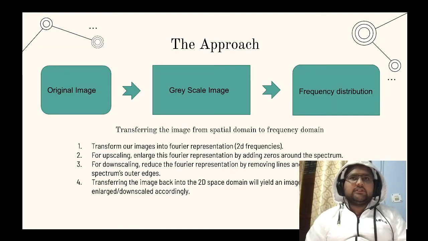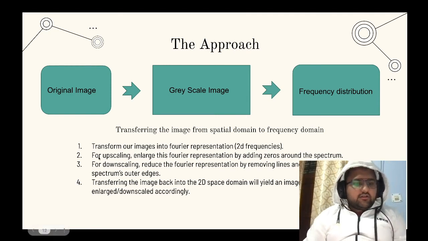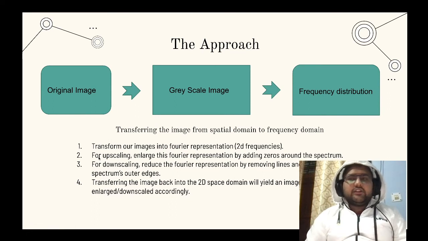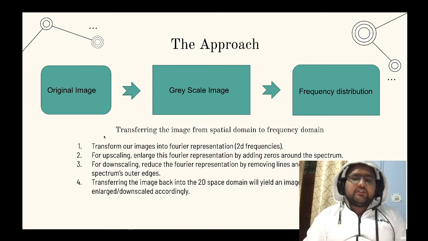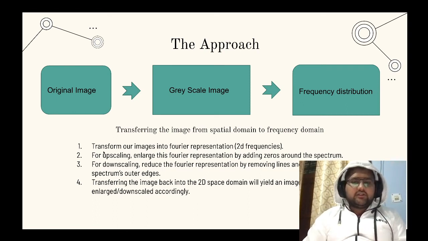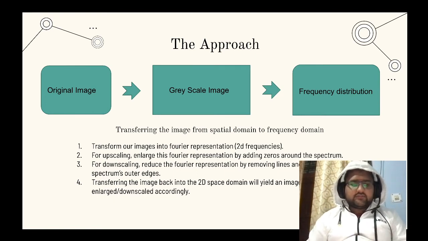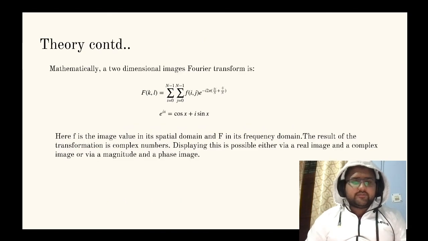What happens really is we take an image, we convert it to grayscale, and then we manipulate the frequency distribution. So I'll read the steps here. Transforming our images into Fourier representation, that is 2D frequency. So from the spatial domain we convert the image to the frequency domain. Then for upscaling and downscaling, we add zeros or remove lines and columns respectively, and then we undo the Fourier transformation and go back to the space domain. And that was how our image was scaled.